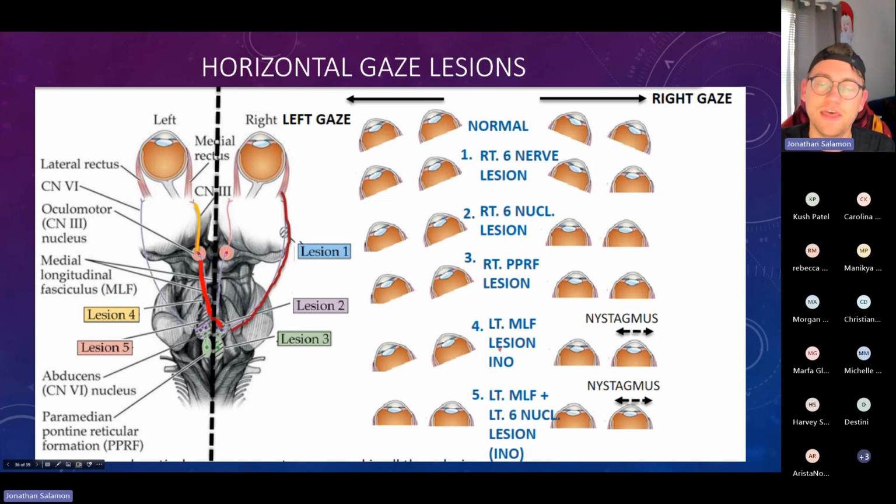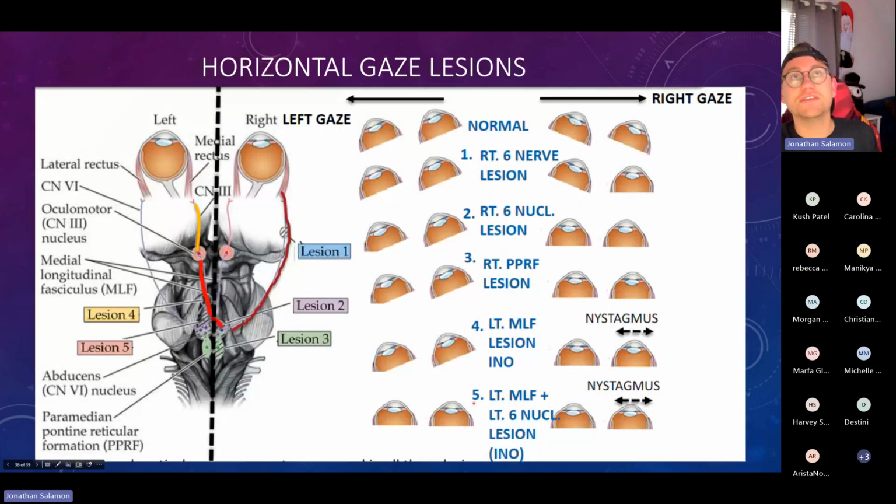And then once you add the MLF lesions, right? Now you get a nystagmus. So if you have a left MLF lesion, the left eye will not adduct. Therefore, the right eye will look to the right, and then it will saccade back to the left, right? I wish he drew this, because it's weird. It looks like it's looking straight ahead, but it's not. It's looking to the right, saccading back to the left because of the left MLF lesion.